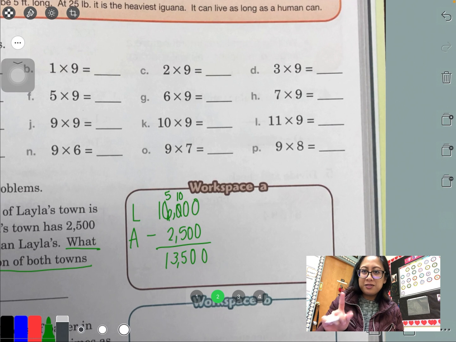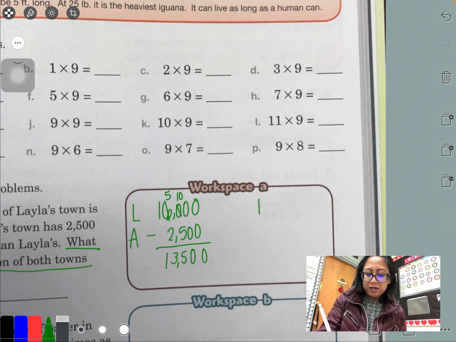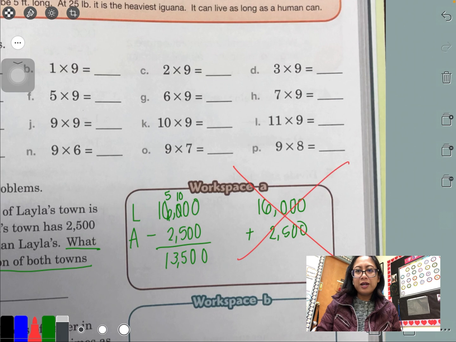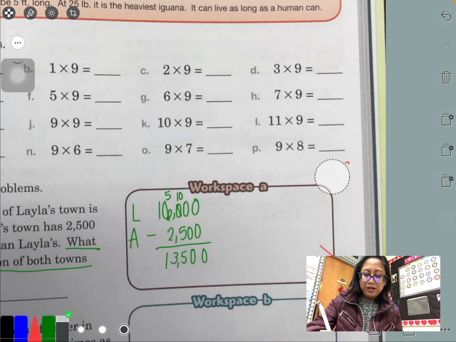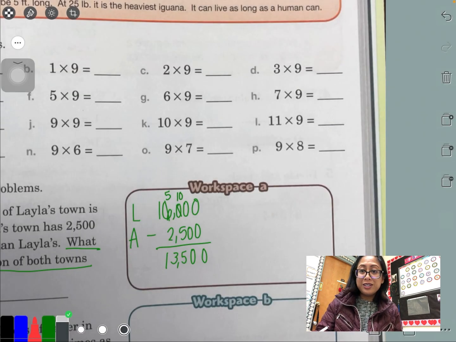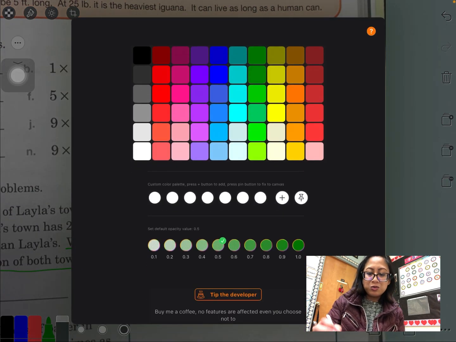I am not going to do this. Do not make the same mistake April did when she was in 3rd grade. This is not how it goes: 16,000 plus 2,500. I'm going to tell you this right now. Don't do that. Because again, Amelia's town does not have 2,500 people. Amelia's town has way more people than that. Amelia's town has 13,500. And that's what you'll add.